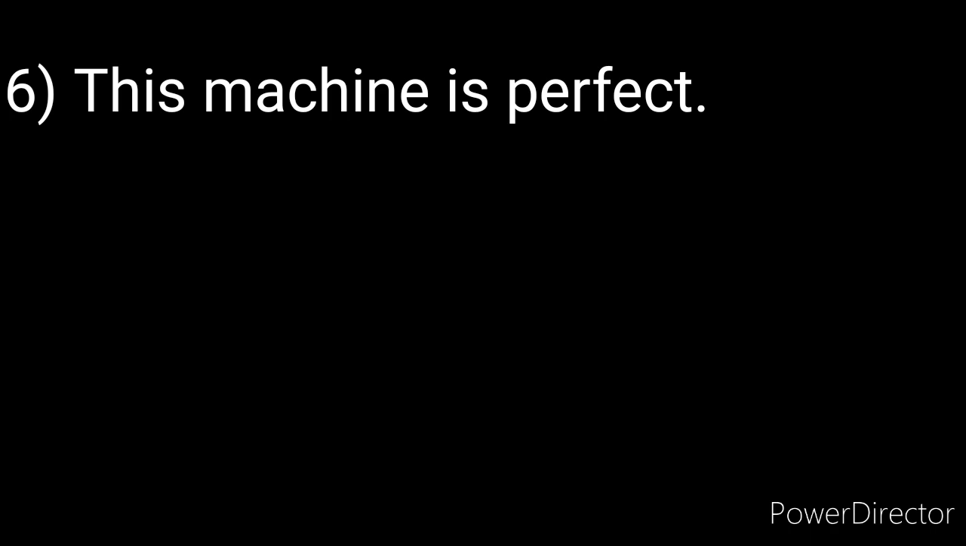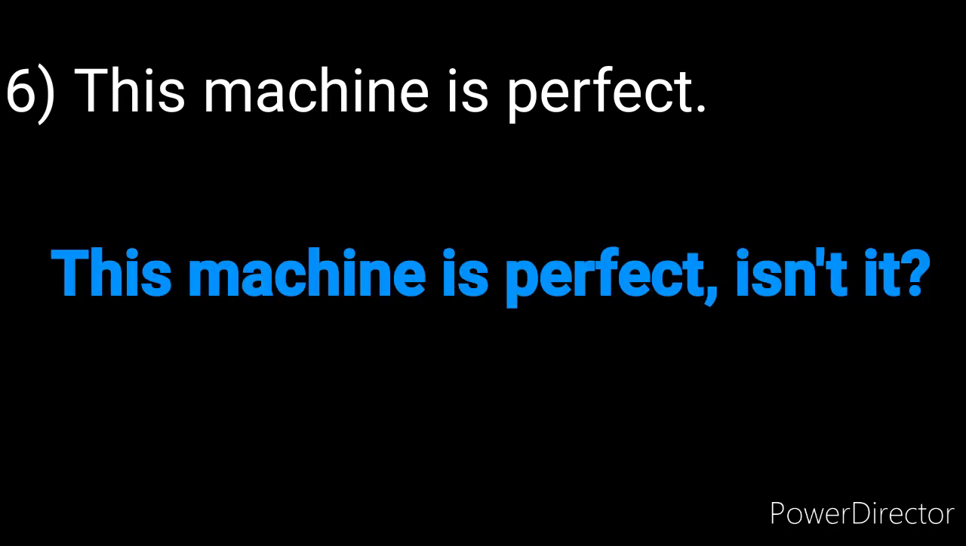Next one. This machine is perfect. Now here it is not a person but an object. So if it is an object, it will become it. And is perfect. So is means it's positive. You have to make it negative. So is not, isn't. This machine is perfect, isn't it? And the question mark.